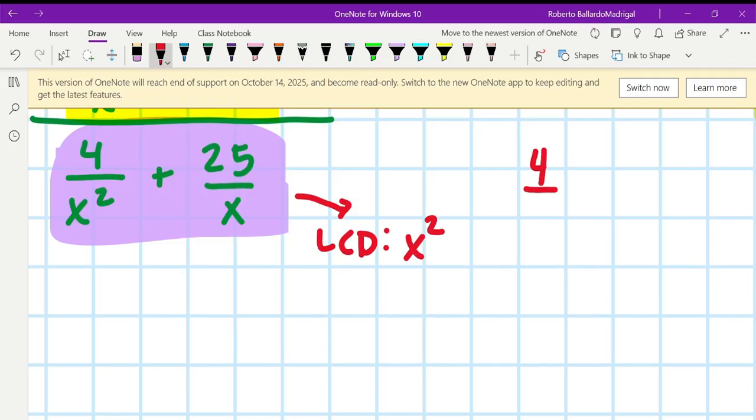So we have 4 over x squared plus 25 over x. And like I said, this already has the x squared, so we don't have to do anything to the first fraction. It's only the second fraction that we have to modify. And we're going to modify the second fraction by multiplying top and bottom by that missing x.